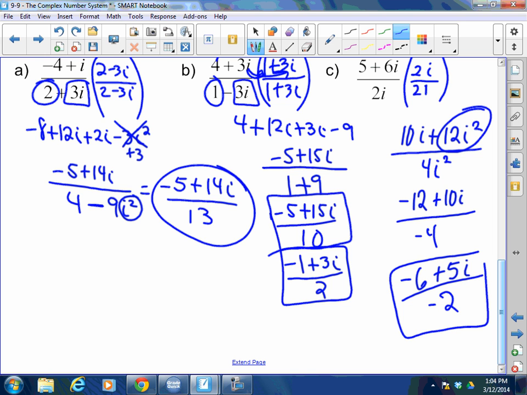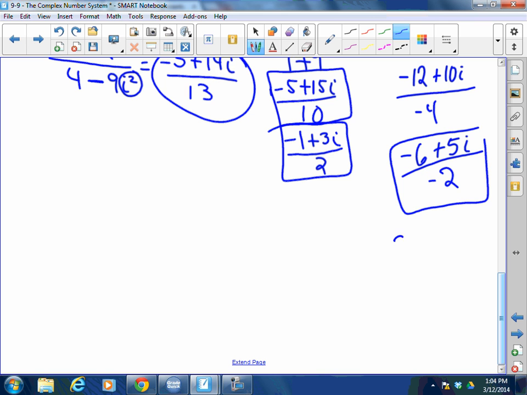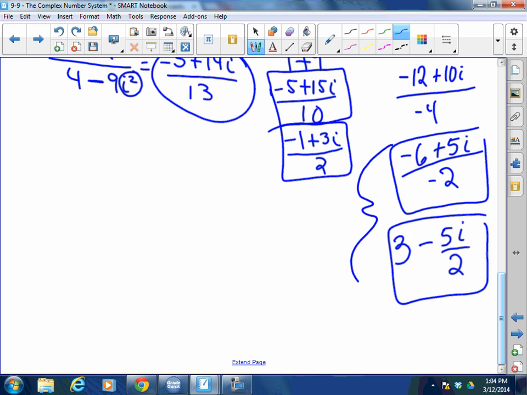If you wanted to go a little further, you could make this 3 minus 5i over 2. These two, I'd accept either one of those.